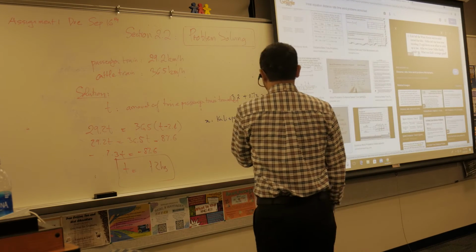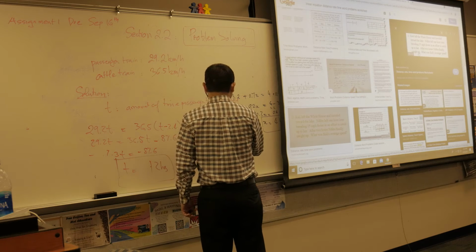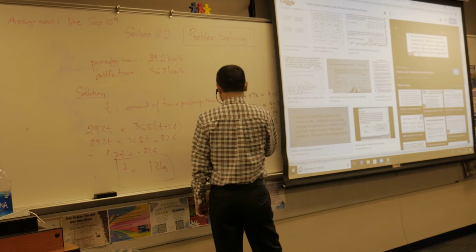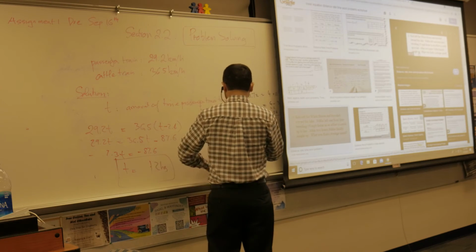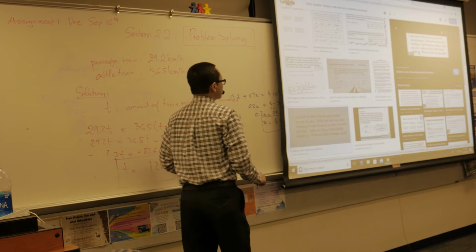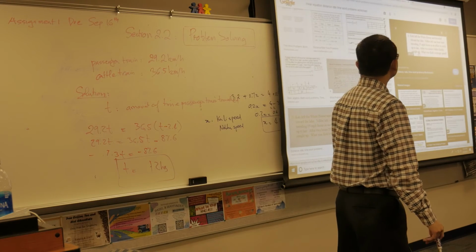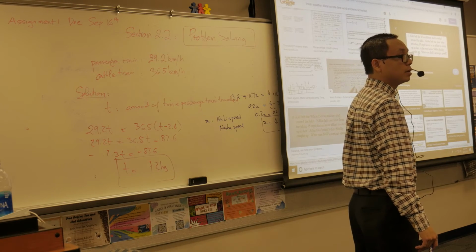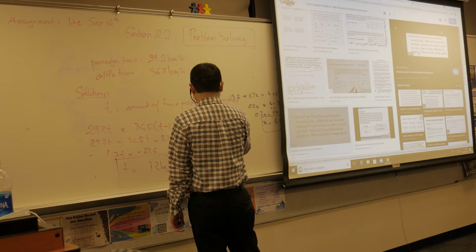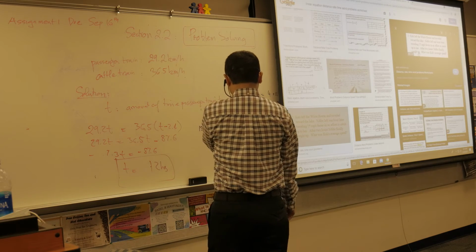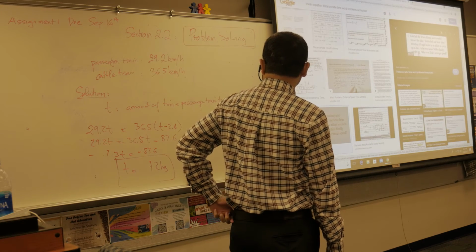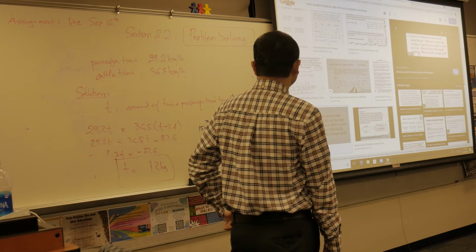So if X is representing Kali's speed, what is the speed of Niba? What is the speed of Niba? 15 miles faster, so 15 plus X, right? Yeah, 15 plus X. 15 plus X. That's the speed of Niba.